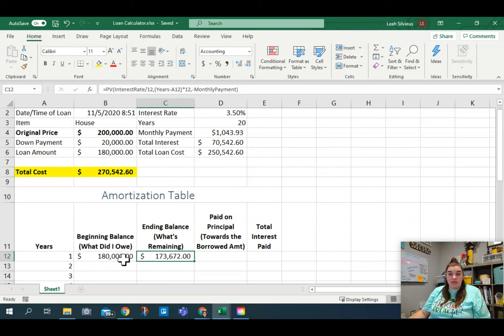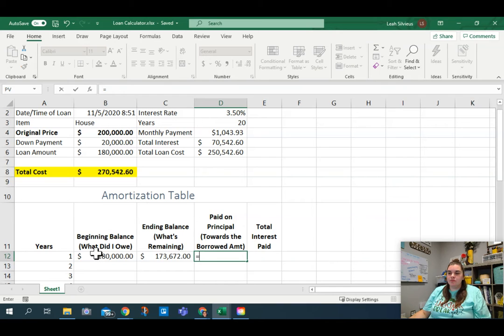The difference between these, right? Around $7,000. So I'm going to go ahead and type an equal sign. I'm going to take the $180,000 and I'm going to minus out the ending balance. Perfect. So I paid $6,328 towards the loan.